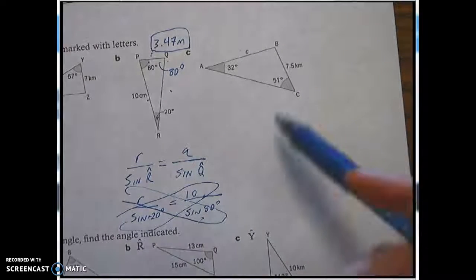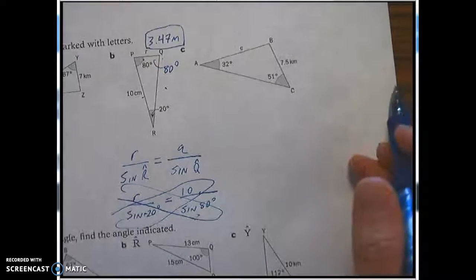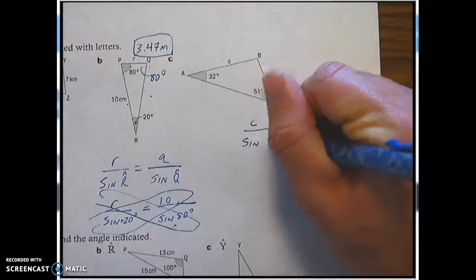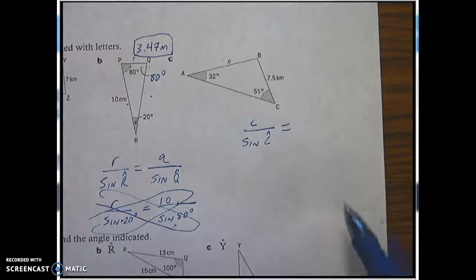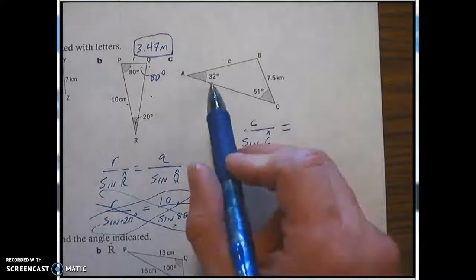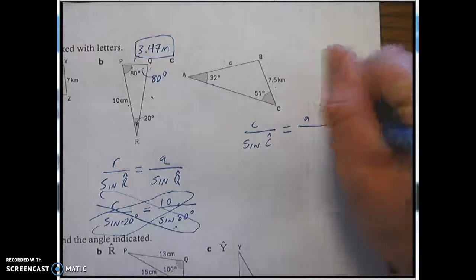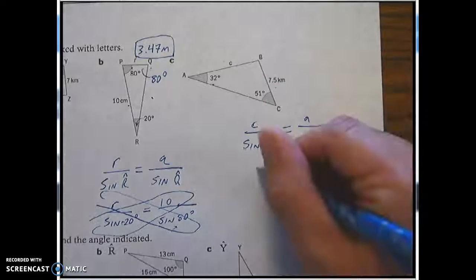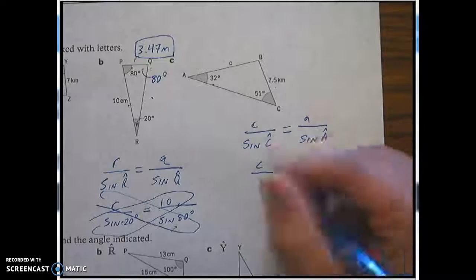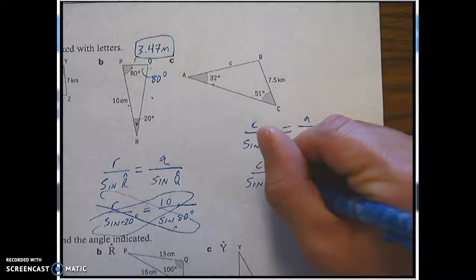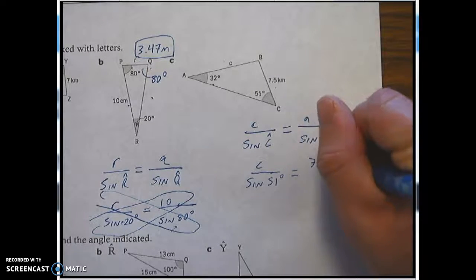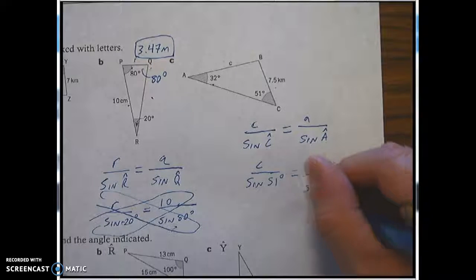Okay, let's do this one. Let's do letter C here as well. We're supposed to find lowercase c. So I'm going to start the proportion c over sine of angle C. And I'm going to ask myself, which one, A or B, do I have both the angle and the side? Well, I have information on angle A and side A, so I'll do lowercase a over sine A. And I'm going to plug in what I know: c over sine of 51 degrees equals a, which is 7.5, over sine of 32 degrees.